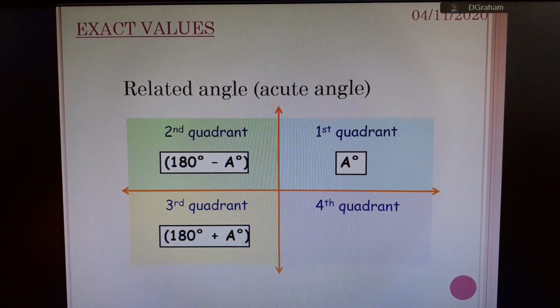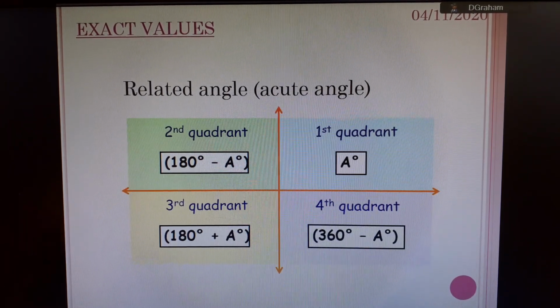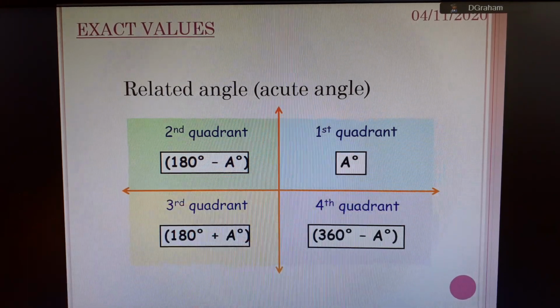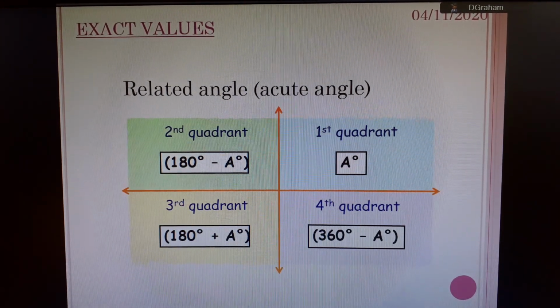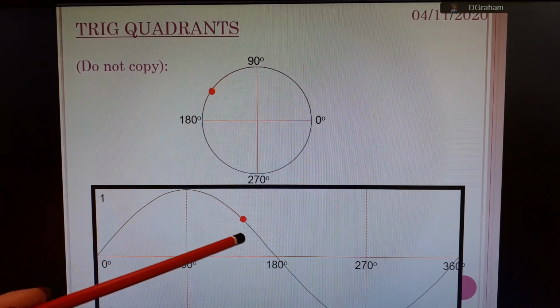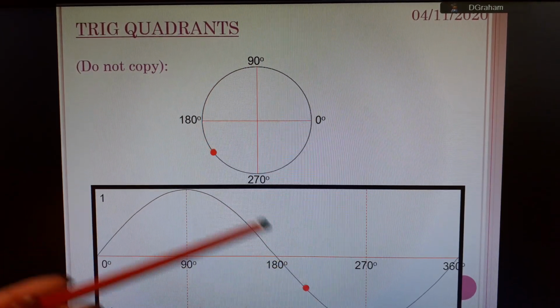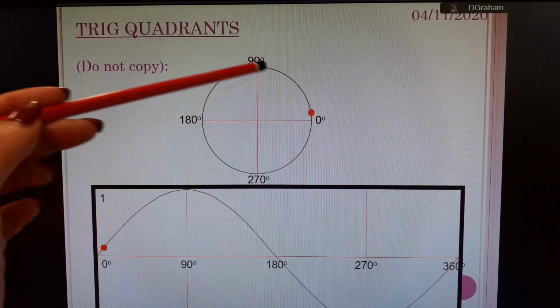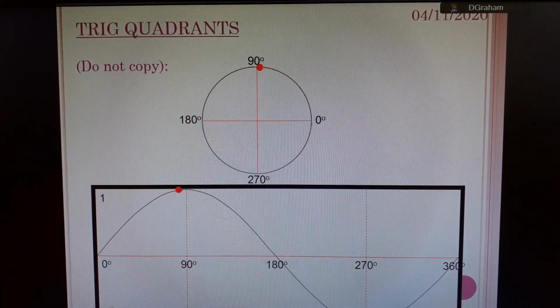180 plus in that quadrant. And this one is 360 minus, because right round to there is back to 360 again. So 360 minus the angle will give us our angle that we're working with. This is the first quadrant, as you can see from the sine graph. Second quadrant, third quadrant, and the fourth quadrant in there. And that's representing the quadrants that you actually see on the graph.